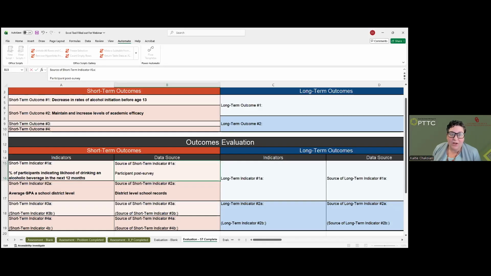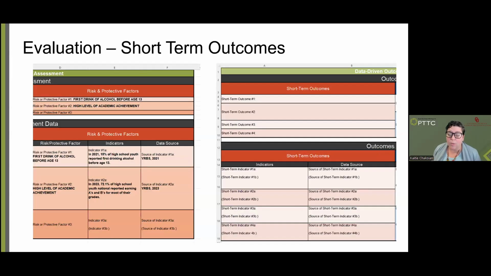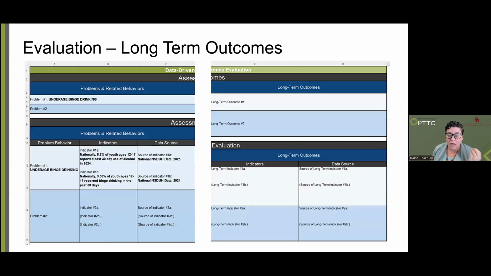Great. All right, so we're now going to do something really similar, but with our long-term outcomes. Whereas our short-term outcomes tie to our risk and protective factors, our long-term outcomes are going to tie to our problem and related behavior. So now we can take that next step out. If our problem was rates of underage binge drinking, that was the problem that we're targeting. So for our long-term outcome, what we want is to decrease those rates of underage binge drinking.